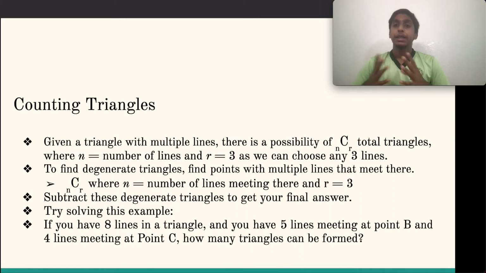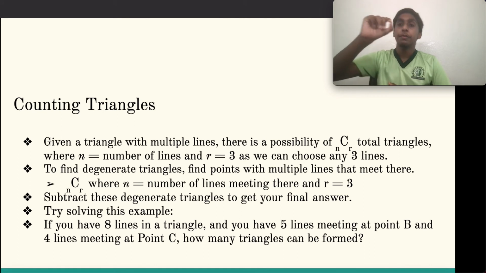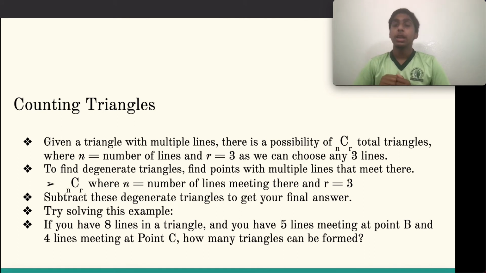But some people just end here, and that's not going to be right because we need to account for degenerate triangles. By degenerate triangles, what they mean is triangles made of 3 points that are all on the same line. You may get a tiny triangle, but it's not actually a triangle because it's going to appear like a line. So we need to subtract all this out. Well, how do we do that?